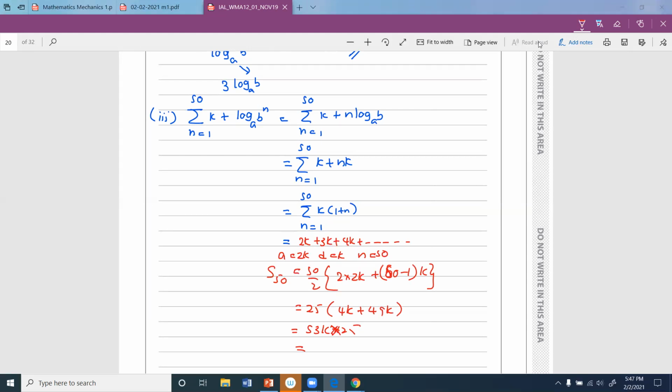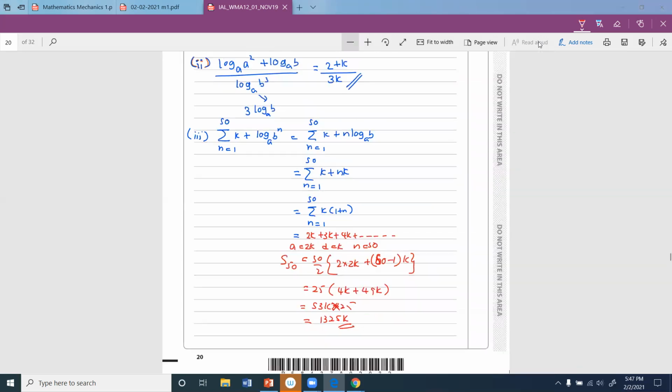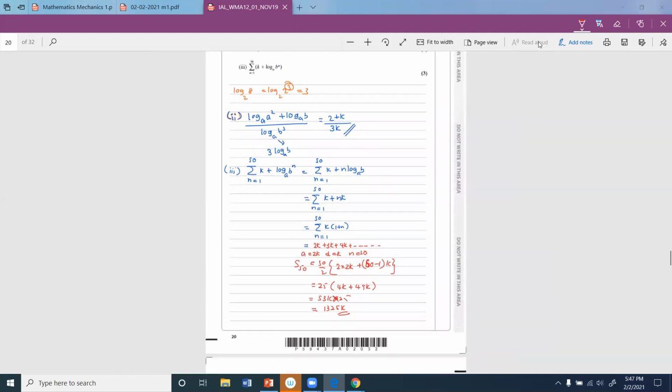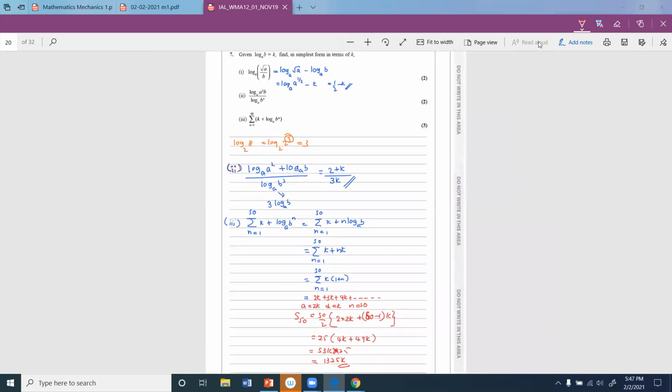So you can write 53 into 25, which is 1325. 1325k is the final answer for that. That's the way of solving this kind of question.